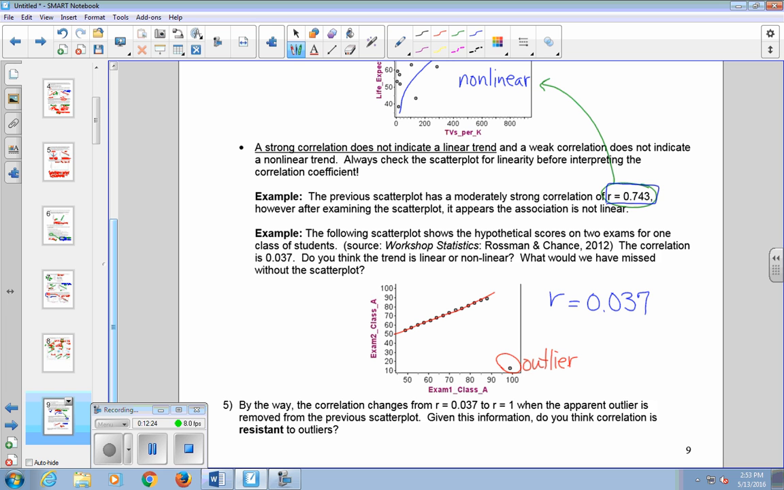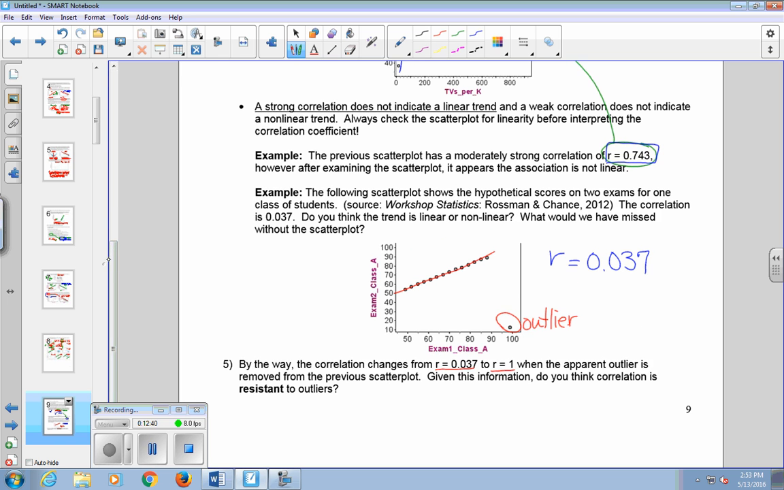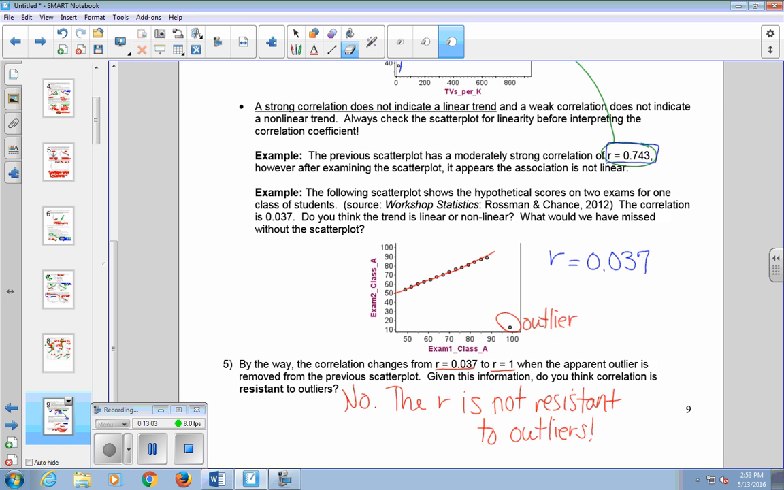Right, so by the way, in number 5, correlation actually does change. If we take that outlier out, it goes from a correlation of 0.037 to 1. Again, that's when the apparent outlier is removed from the previous scatter plot. So given this information, do you think the correlation is resistant to outliers? Hopefully your answer is no. Turns out that the correlation, I'm going to abbreviate that with R, R is not resistant to outliers. So again, you always want to check your scatter plot.